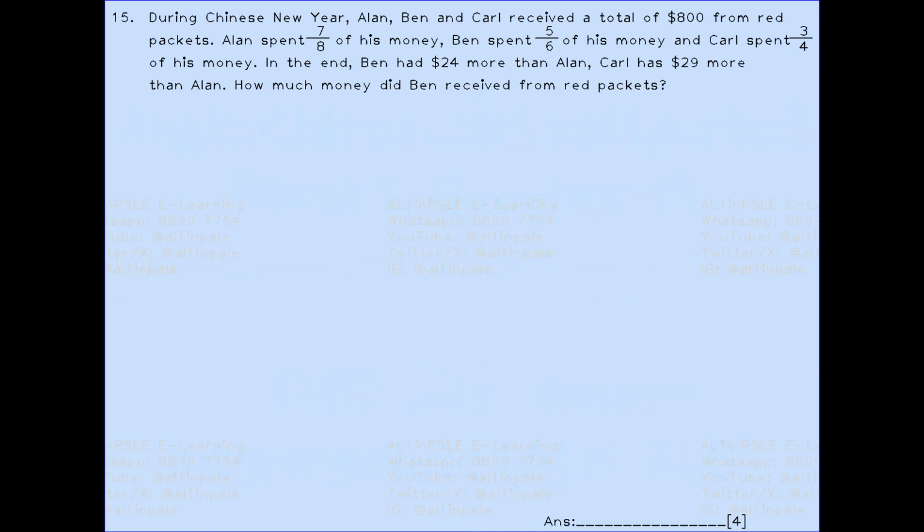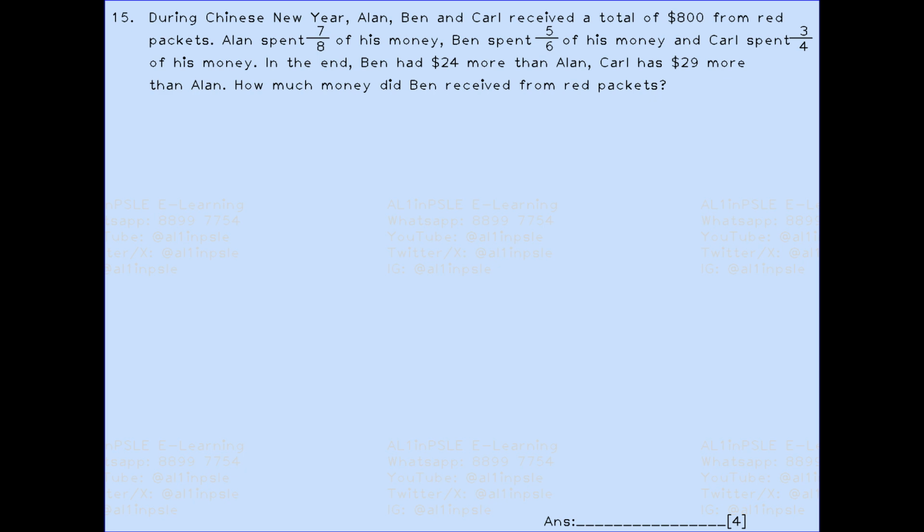We shall start. During Chinese New Year, Alan, Ben, and Carl received a total of $800 from red packets. Alan spent 7/8 of his money, Ben spent 5/6 of his money, and Carl spent 3/4 of his money. In the end, Ben had $24 more than Alan. Carl has $29 more than Alan. How much money does Ben have at first?